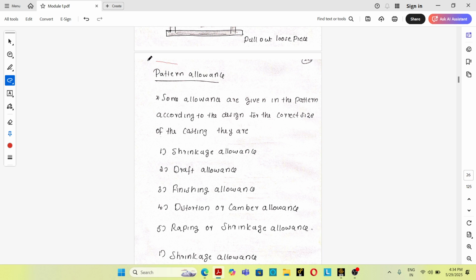Next topic is pattern allowance. What is the concept of pattern allowance? See, if the patterns are made to exact sizes, the casting size will be reduced, or it will be increasing or decreasing something. So some allowance is provided in the pattern. That allowance is known as pattern allowance.